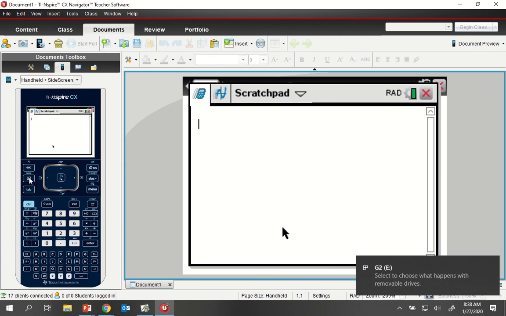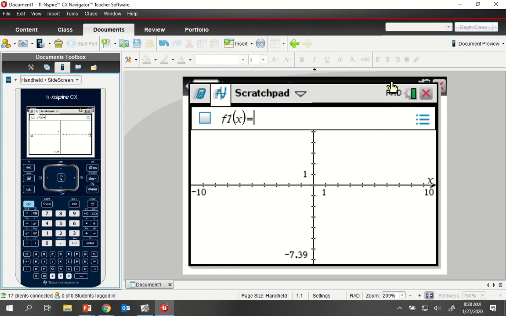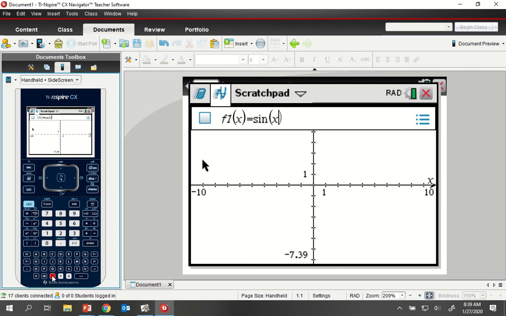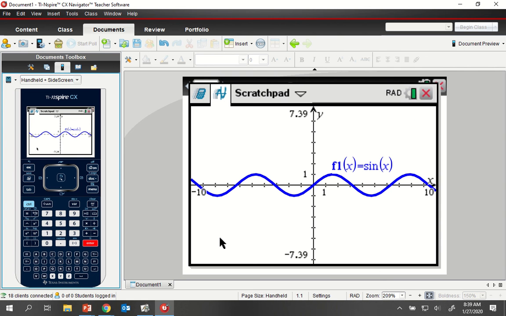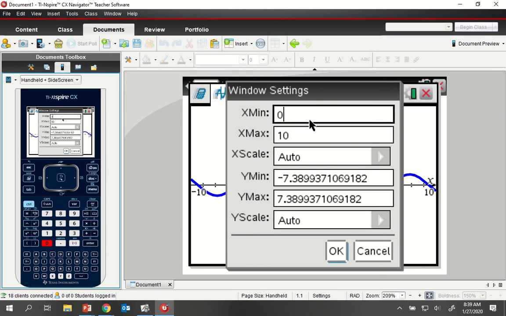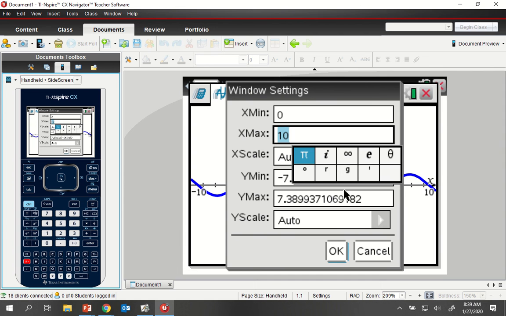So I'm going to my graph. Look to make sure that it is in radians. Okay, so I'm going to hit sine x, close, enter. Okay. So I know that my interval is supposed to be between 0 and pi, but for the sake of this, I'm gonna show you. You don't need to do it. I like doing this. So settings and go 0 and go to pi.